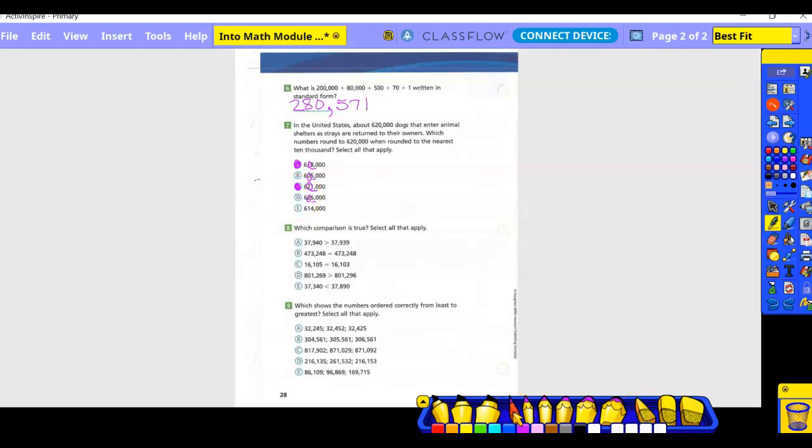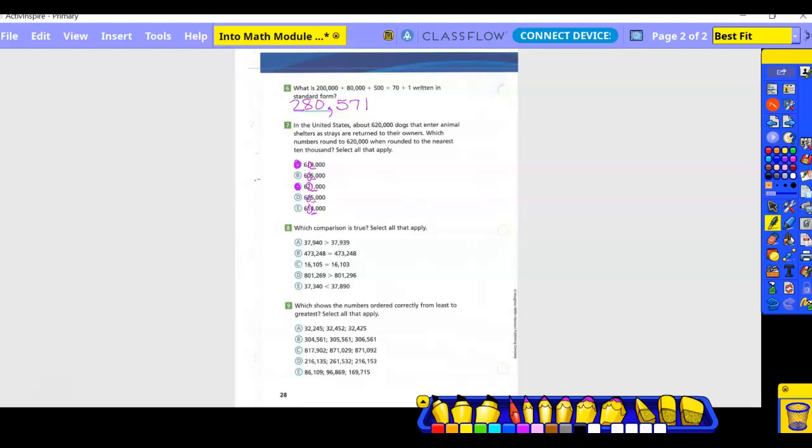I'm going to circle the 1, underline the 4. Is that going to be rounded to 610,000 or 620,000? 610,000 because it's 4 below, so you see the same.